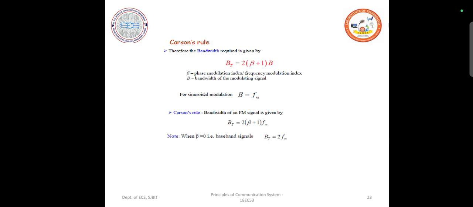So finally, we can write Carson's rule, which takes care of the bandwidth of FM, which is 2 times (beta plus 1) multiplied by B. For a sinusoidal modulation, B is nothing but equal to Fm. So the bandwidth of an FM signal is given by BT equals 2 times (beta plus 1) times Fm. When beta equals 0, the baseband signal will have BT equal to 2 Fm.